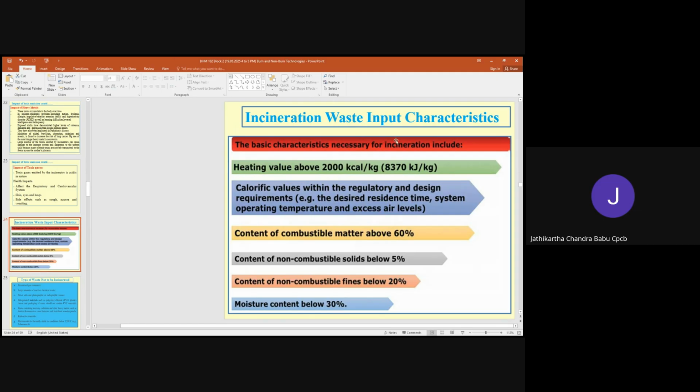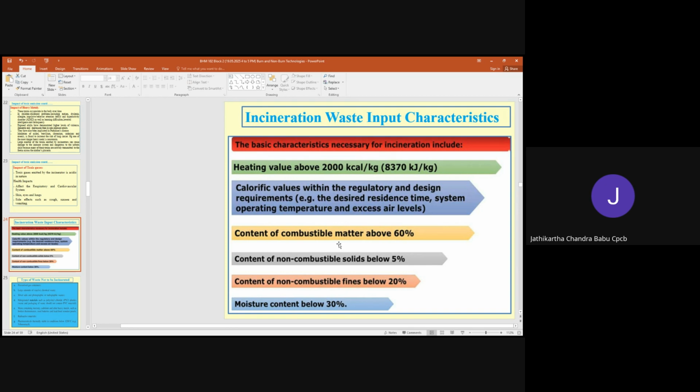What should be the calorific value of the waste? When you are treating waste by incineration, there should be minimum waste characteristics. The calorific value of the waste should be at least about 2000 kilocalories per kg. Please remember this particular value. You can expect one of the questions on it. The calorific value of the waste should be about 2000 kilocalories per kg.